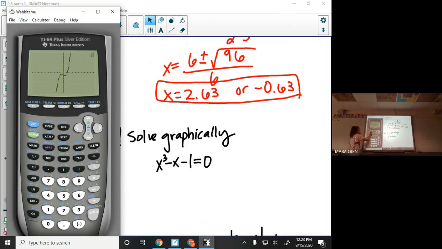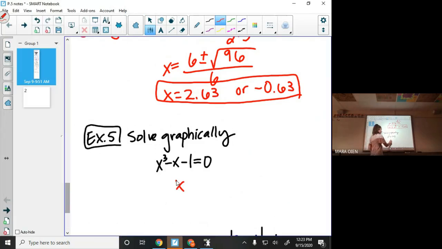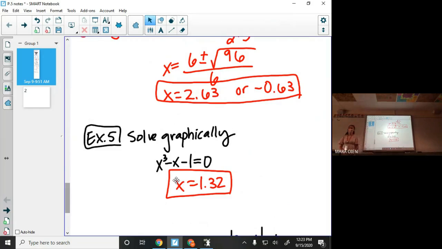So I'm going to do that second calculate 0 like we did at the start of class today. Go to the left, go to the right, and I get that number right there. I'm going to say it's about 1.32. And that's it. You might look at it and be like, how does it cross 3 times? If I shifted that graph up, then it would cross 3 times.